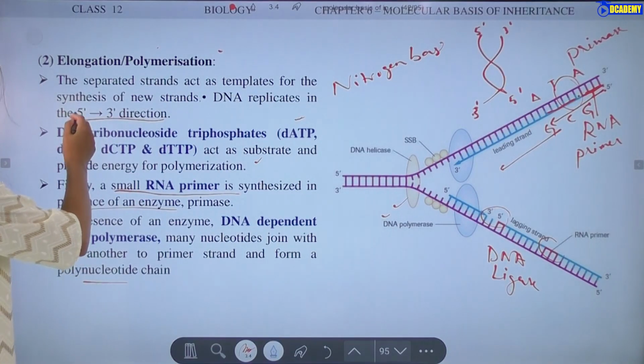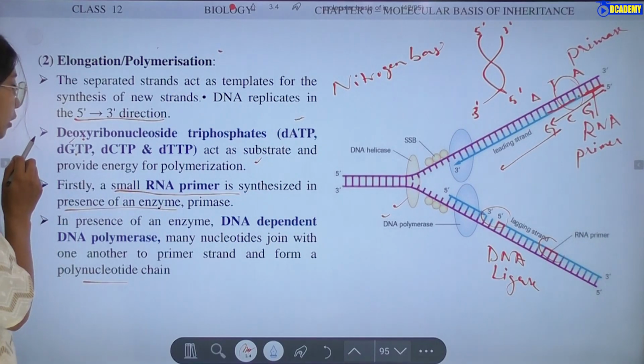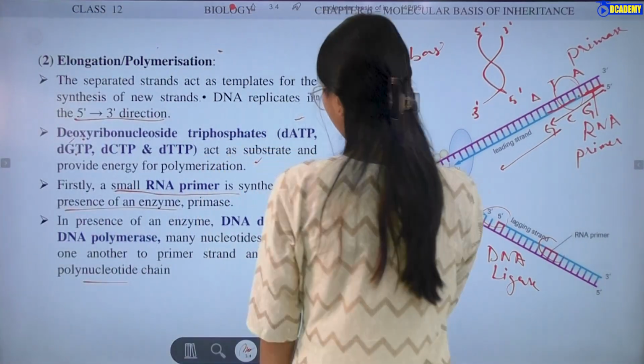Then the deoxyribonucleotides are the substrate here. Firstly, a small RNA primer is synthesized in the presence of the enzyme primase.